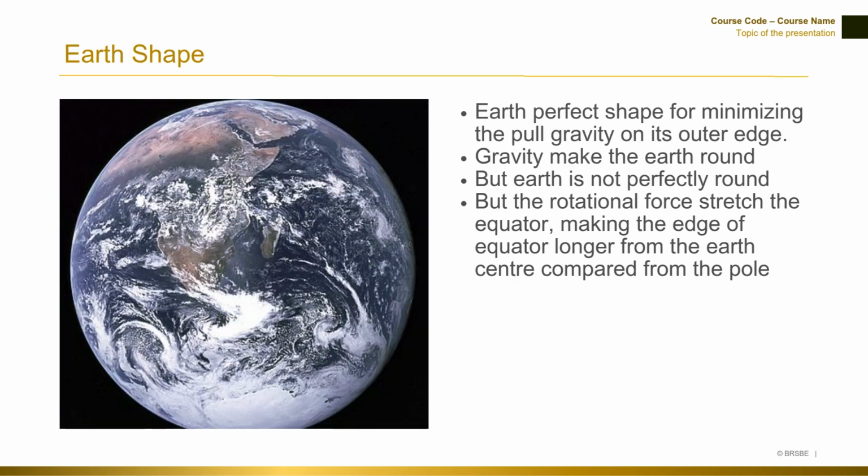Now, let's take a look at predictive analytics and the Earth-shaped model. The Earth's shape is nearly spherical due to gravity pulling equally in all directions. However, it is not a perfect sphere. The rotational force causes the equator to bulge slightly, stretching the Earth into an oblate spheroid. This balance between gravity and rotation creates a predictable and optimized structure.